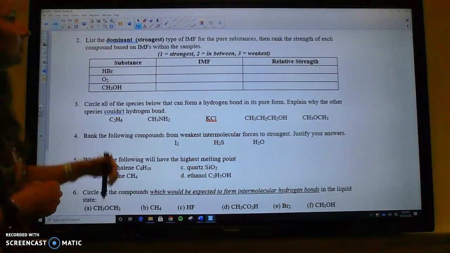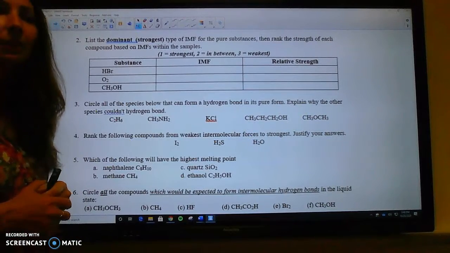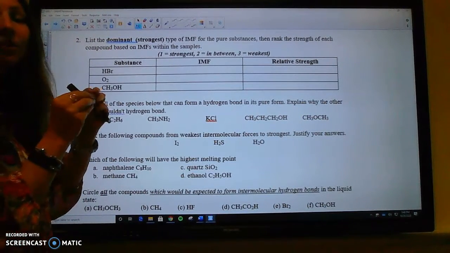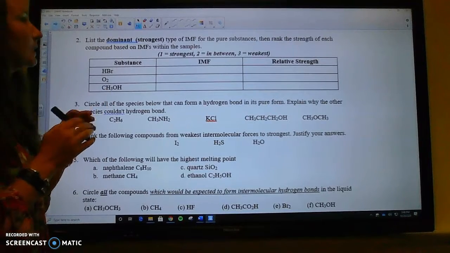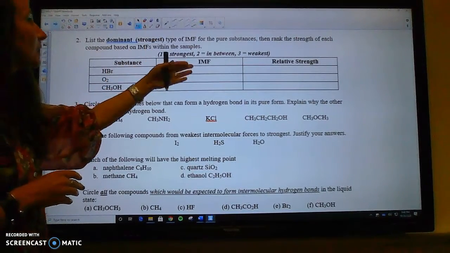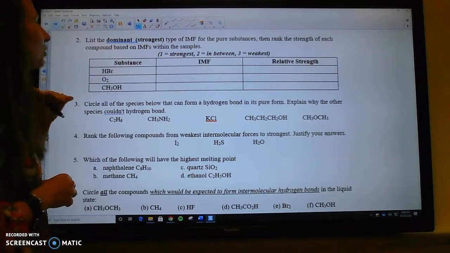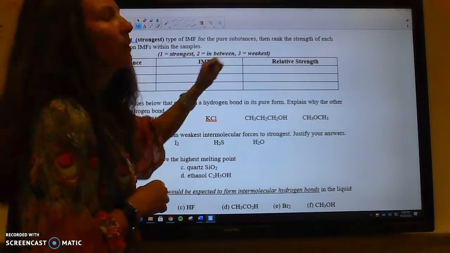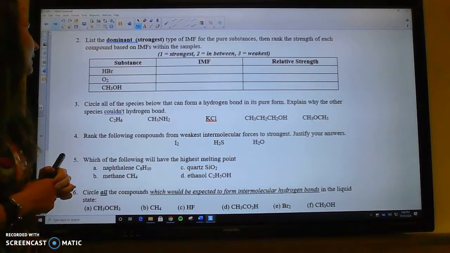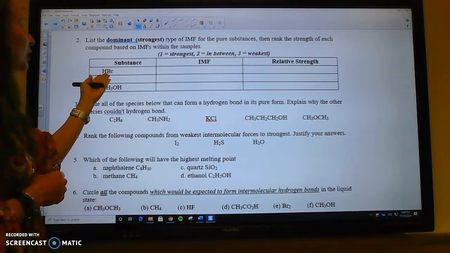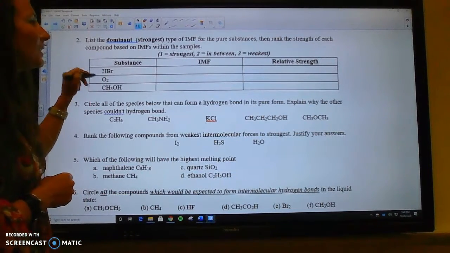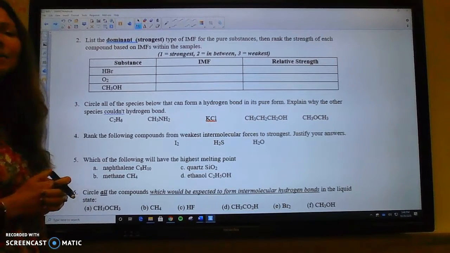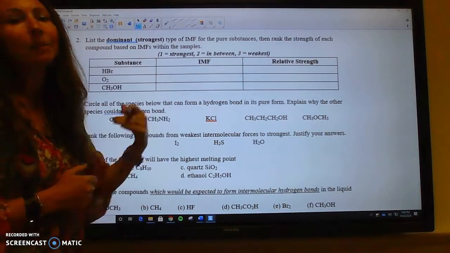Moving on. Number 2, this would be a really good test question. It says, list the dominant, which is the strongest, intermolecular force present for these pure substances, then rank these in strength from 1 being the strongest, 2 being the one in between, and 3 being the weakest. Okay? So the first one is HBr. So what type of intermolecular force do we have with HBr? You should pause this video and try to answer these without my help.